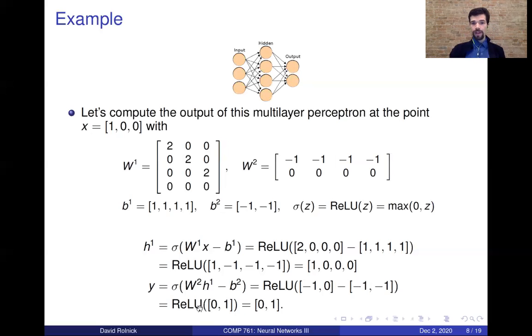Now, ReLU of 0, 1 is just 0, 1 because 0 goes to 0 and 1 goes to 1 in the ReLU. So that is our final output. If we took this 1, 0, 0 as input in this particular network with this particular setting of the weights and biases, we would get 0, 1 as our output. Other questions?